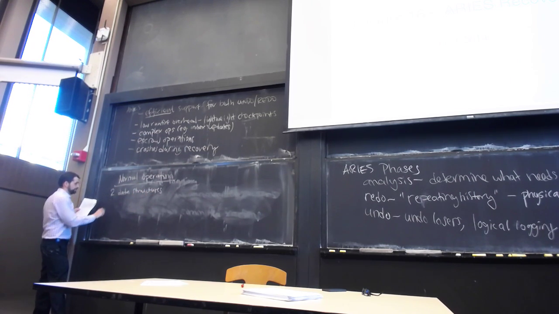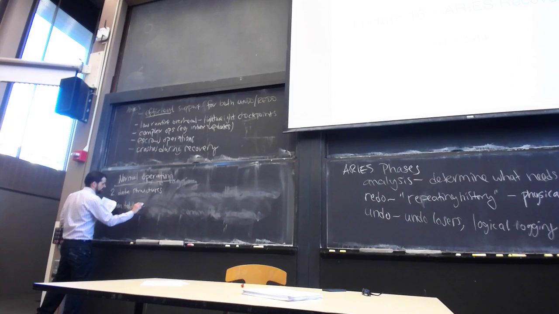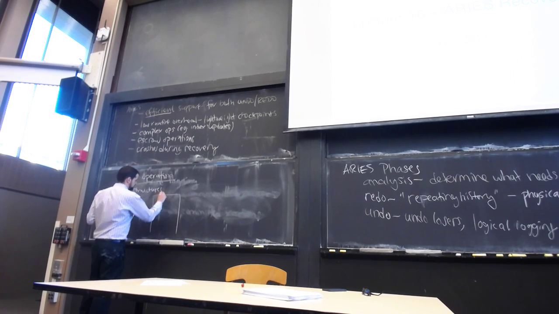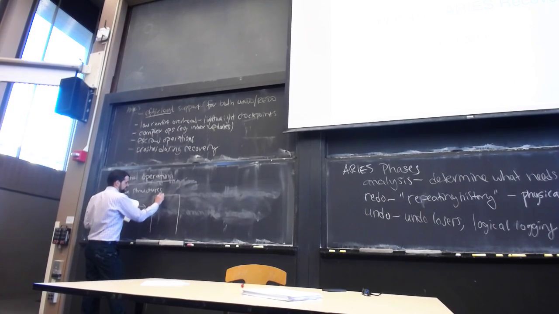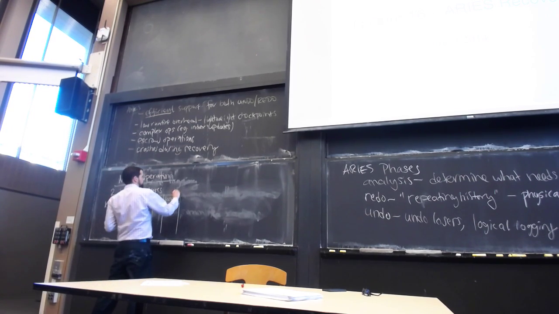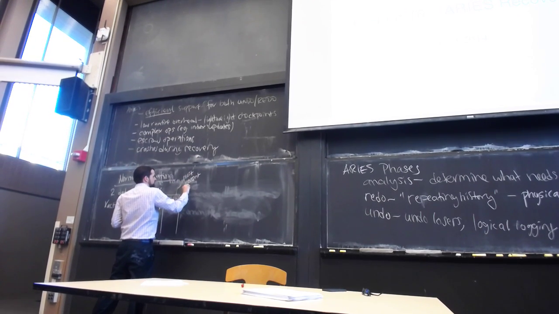The first one is the transaction table. What the transaction table does is it's a table of transaction ID and what we're going to call the last LSN. So this might be transaction ID 1's last LSN was 13, for example. This last LSN for a given transaction ID is the most recent log record that transaction ID wrote. Okay?